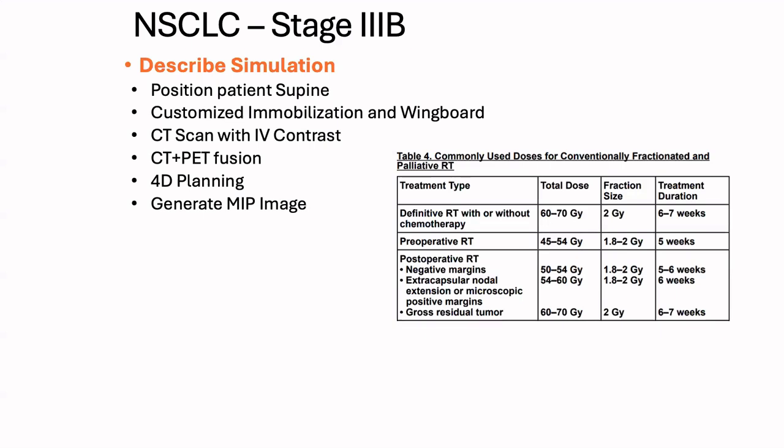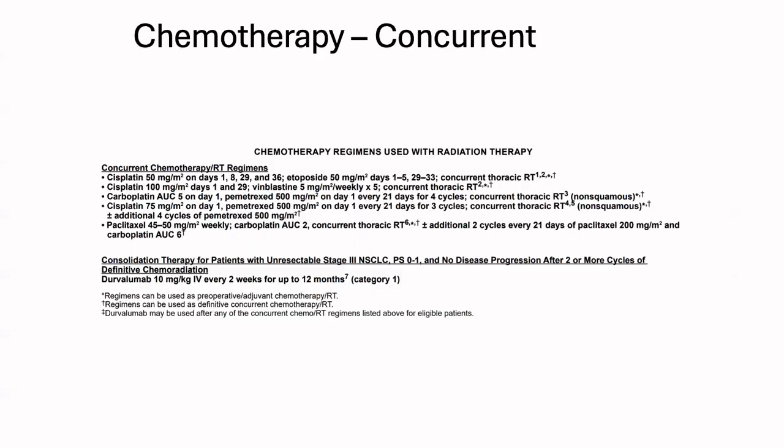And then the simulation would be very similar to what we described before. A whole host of different regimens. I think most commonly here, most patients will have carboplatin and paclitaxel, 50 milligrams and AUC 2 for carboplatin. But cisplatin is another common choice here too.